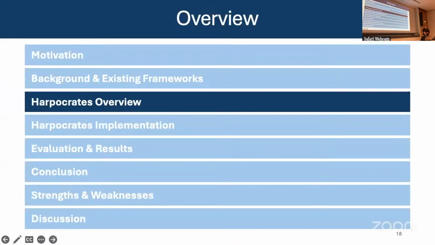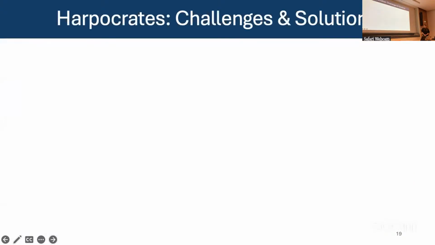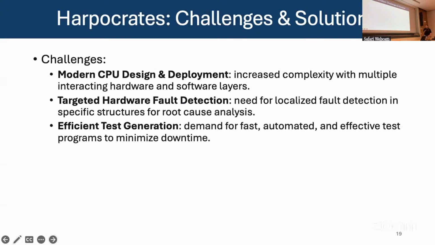And now let's take a look at Harpocrates. So what are the challenges that Harpocrates is trying to solve and is facing? First, modern CPU design and deployment involves multiple interacting hardware and software layers. Then we would also like to be able to target specific hardware structures for root cause analysis. And finally, we would like to minimize downtime. Therefore, we require fast, automated, and effective test programs.